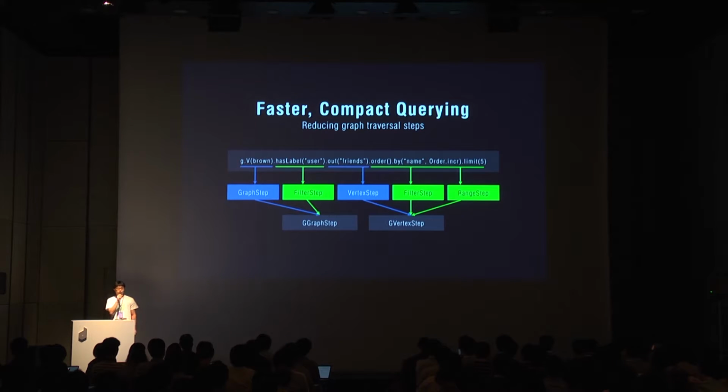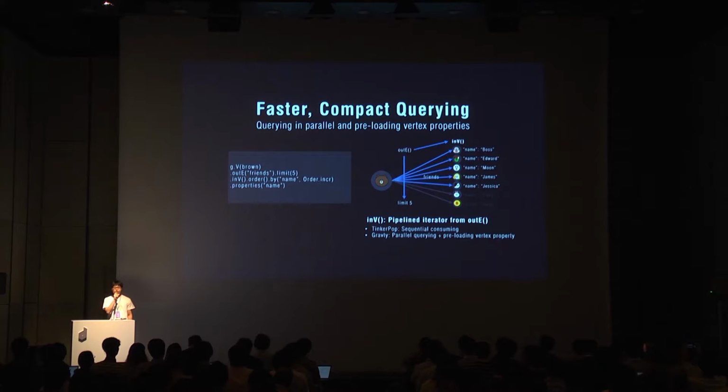This is an example of a graph traversal query for listing Brown's friends, ordered by their names, and fetching the top 5 results. In this example, the query consists of 5 steps, where graph step and vertex step are followed by filter step and range step at mid-traversal. Since filter step and range step are query conditions, we merged them to the graph step and vertex step to reduce the number of steps.